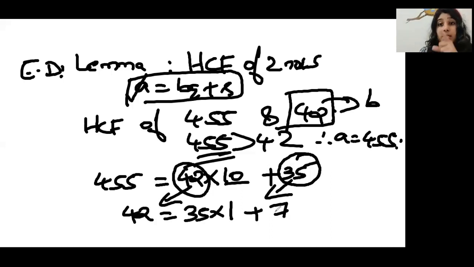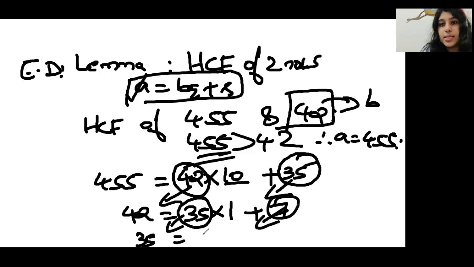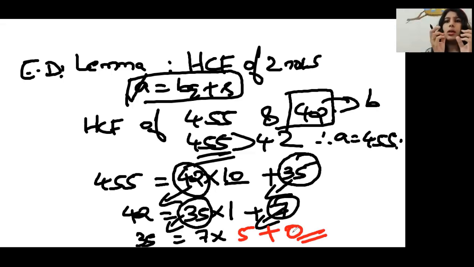So the same step I'm going to repeat again. This 35 now I'm taking as A is equal to. This 7 I'm taking as B here. 7 into what is 35? Everybody knows 7 into 5 is 35 plus 0. Now I got my remainder as 0. So we have to repeat this process till we get the remainder as 0. Because we know HCF means there should be a common factor. That means the remainder should be 0. Then only it will end.